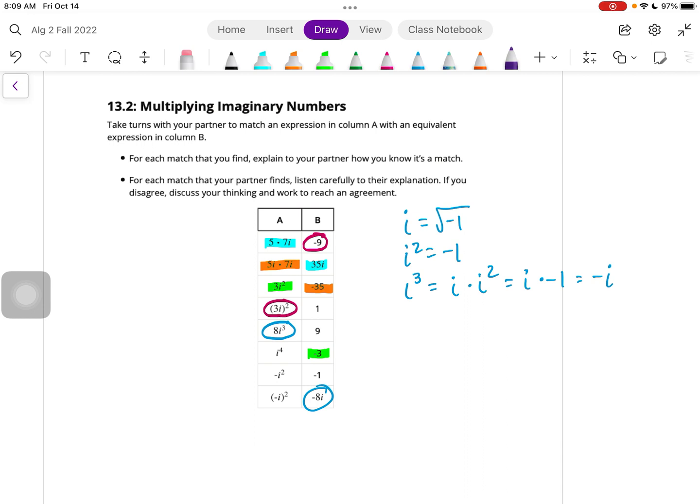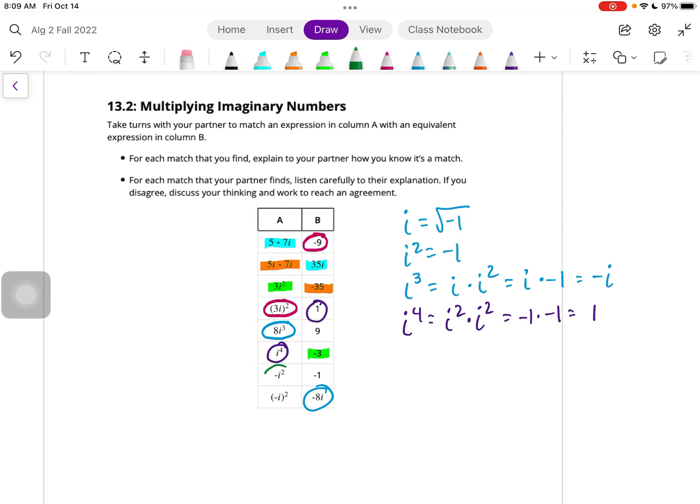All right, then we've got i to the 4th. So i to the 4th is the same thing as i squared times i squared, if you remember your properties or laws of exponents. And i squared is -1, times -1, so we get +1. So i to the 4th is +1, so that goes with that one.